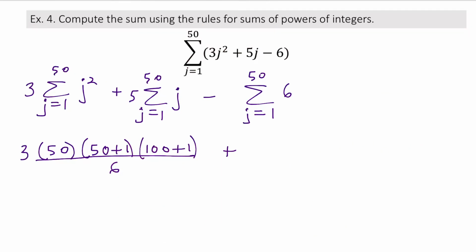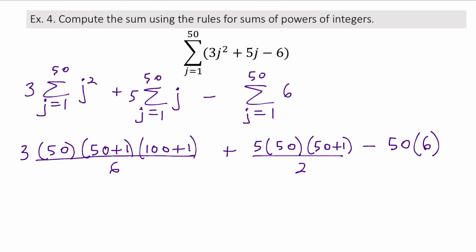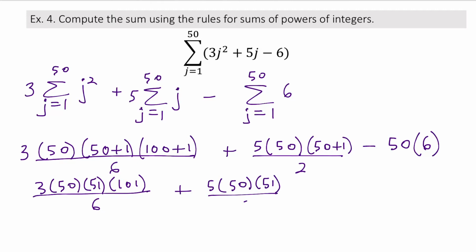So that gives us our constant 5, then n times n plus 1 divided by 2. And then the last one, subtract, and our rule for that is n, which is 50, times the constant, 50 times 6. All right, so that's 3 times 50 times 51 times 101 over 6, plus 5 times 50 times 51 divided by 2 minus 50 times 6.